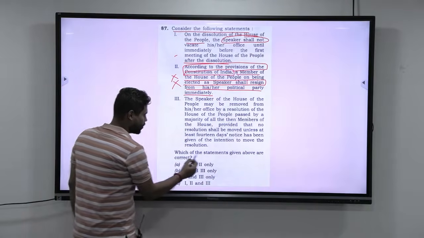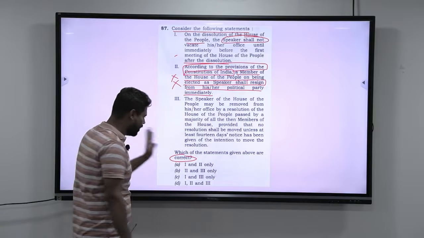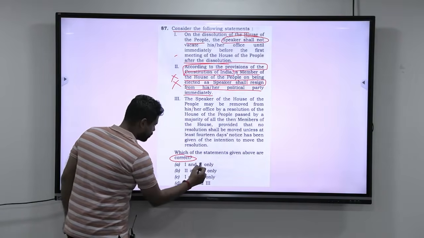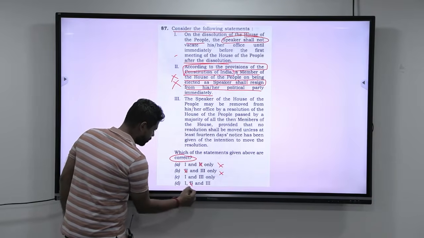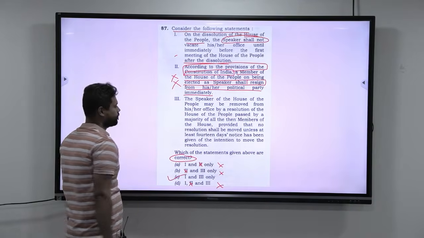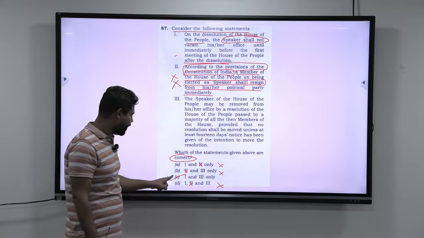Look at this. Which of the statements given above are correct? You know that there is something that is exactly wrong. Then eliminate that. Remove this 2. So 2 is wrong, so you can remove this. So this will go. You remove this. So this will go. You remove this. So this will go. So the answer is C. So you don't even have to read this. By default, you know that the answer is C.